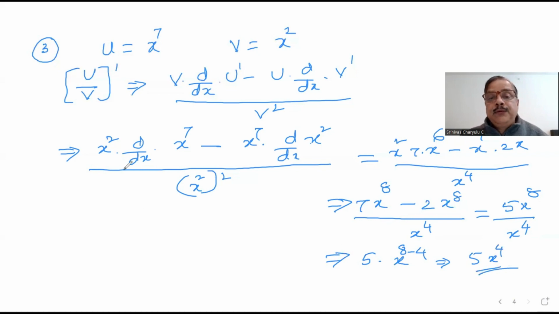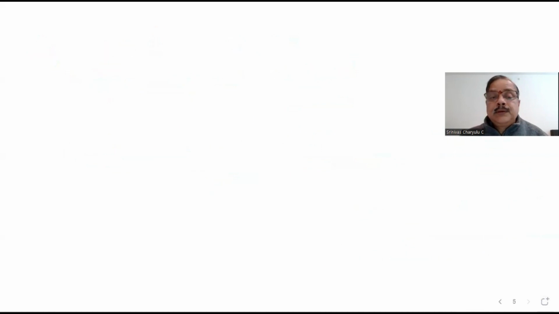Even if you do it directly, you will be able to get the same answer. You can cross check at home. Now, next one. Let us understand the definition of composite function and do one sum on this, and then conclude.